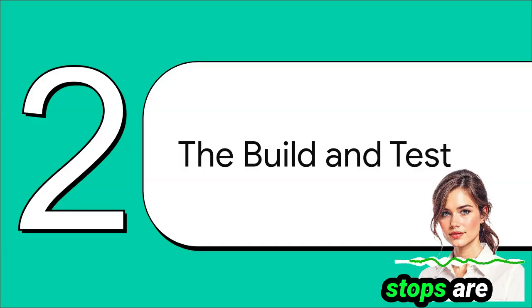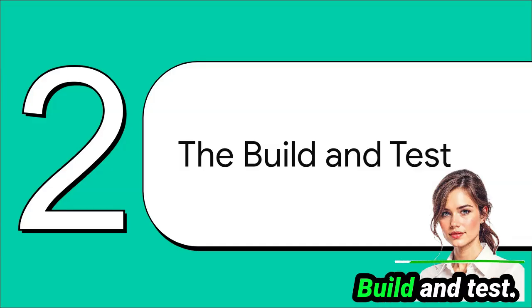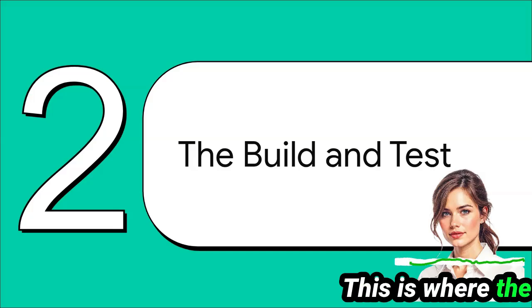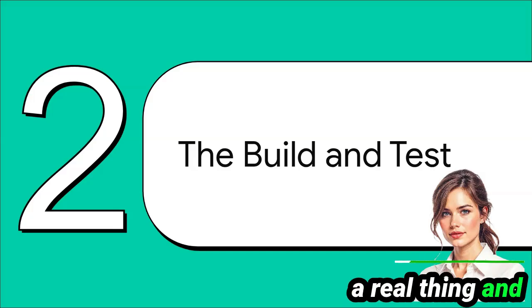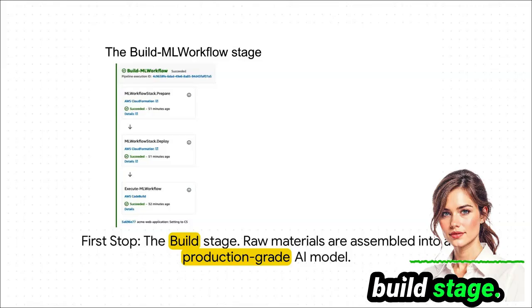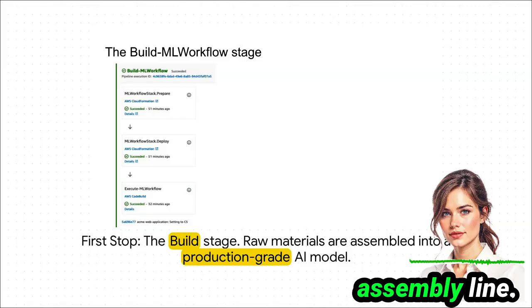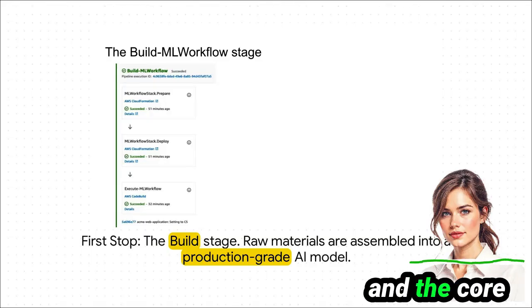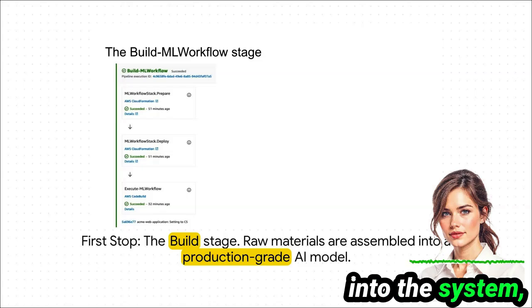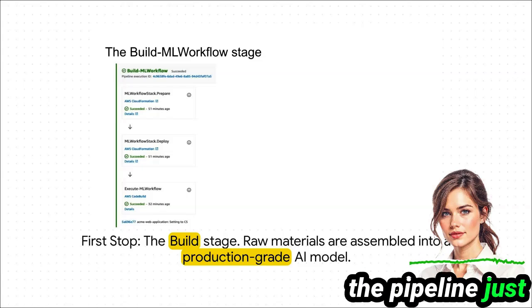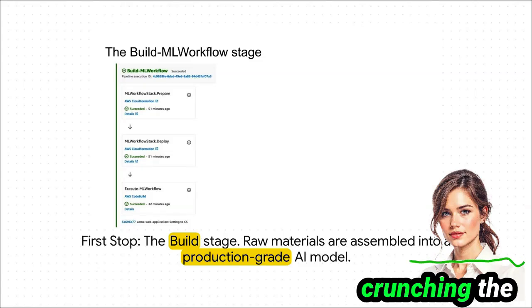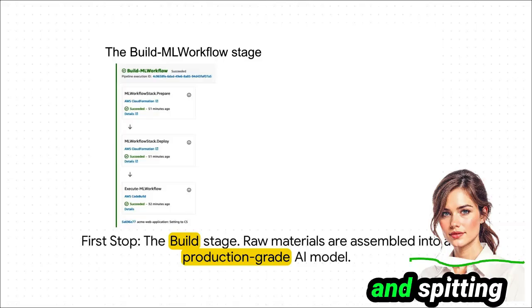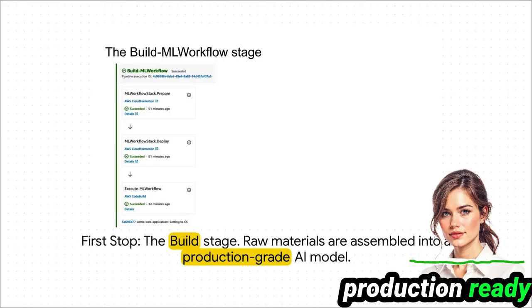All right, let's start our tour of the assembly line. Our first two stops are absolutely critical: build and test. This is where the idea becomes a real thing and where we make darn sure it actually works. First up is the build stage. Picture this as the very beginning of the assembly line. It's where all the raw materials, the source code, all that historical abalone data, and the core logic get fed into the system. And from there, the pipeline just automatically kicks into gear, crunching the data, training the model, and spitting out a polished, production-ready piece of AI.